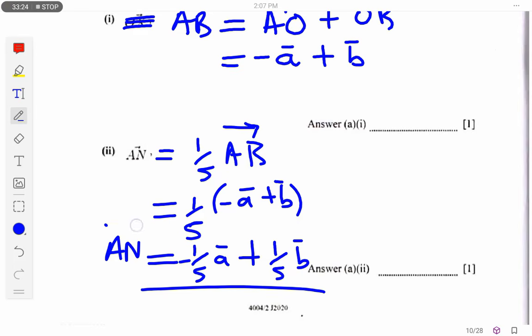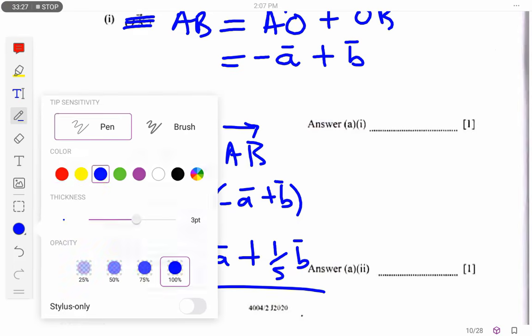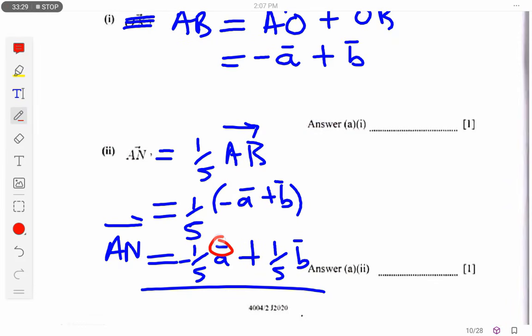Okay, let's move on to the next. I'm writing these arrows, guys. These things are very important. They show that it is a vector, so don't leave them out. Okay, let's move on.